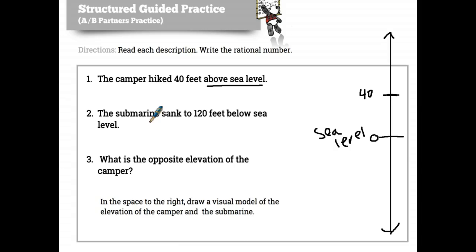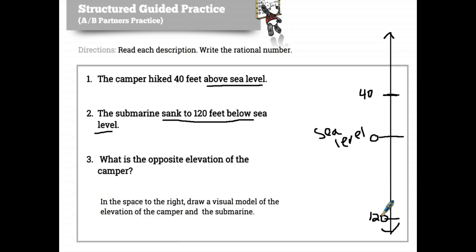A submarine sank 120 feet below sea level. Remember, when we're talking below sea level, I'm going to look at 0, and I'm going to go down to 120 feet below sea level.